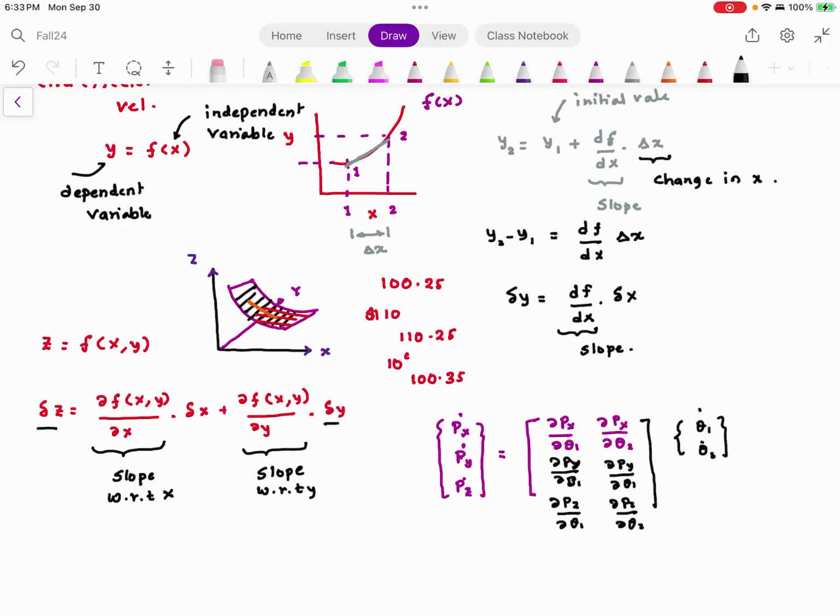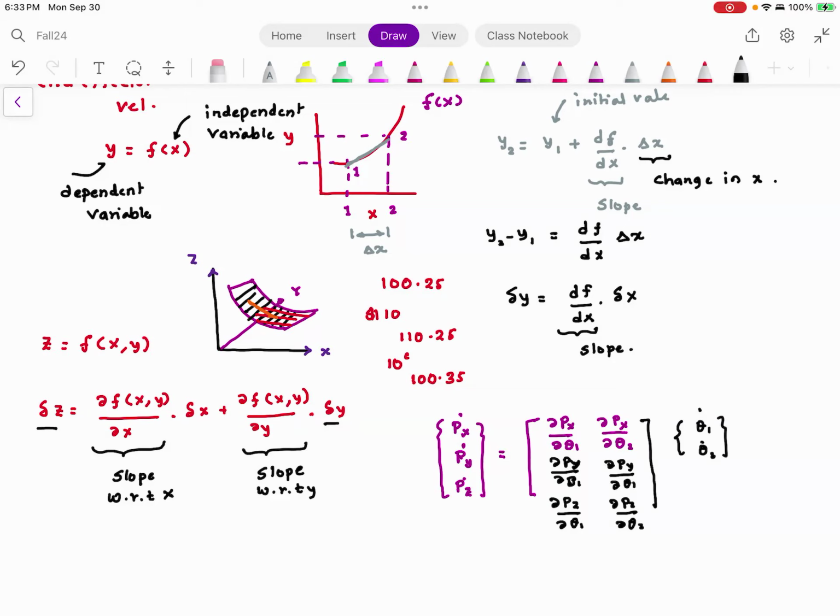When you multiply, the first row, first column gets multiplied with theta 1 dot. So that's why it is px divided by theta 1. First row, second column gets multiplied by theta 2 dot. So in the denominator, you have theta 2. You have py dot, so py divided by partial theta 1, py divided by partial theta 2, pz divided by partial theta 1, pz divided by partial theta 2.